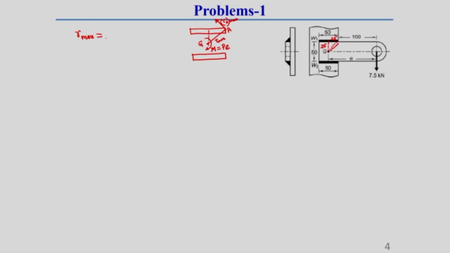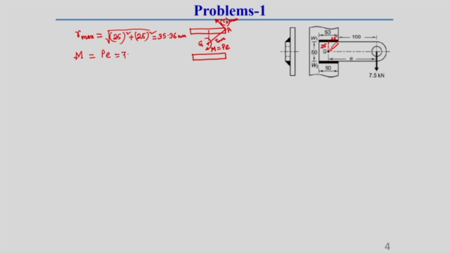So, R max will be how much? So, R max will be your 25 square plus 25 square, correct. So, this will give us a value of R max equal to 35.36 millimeter.